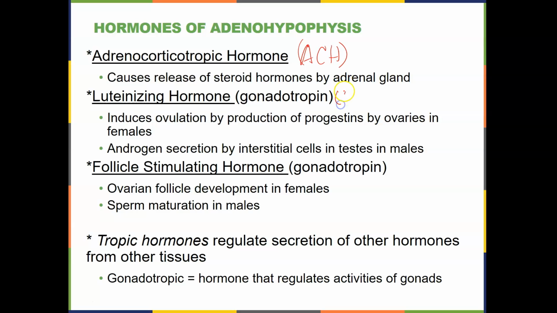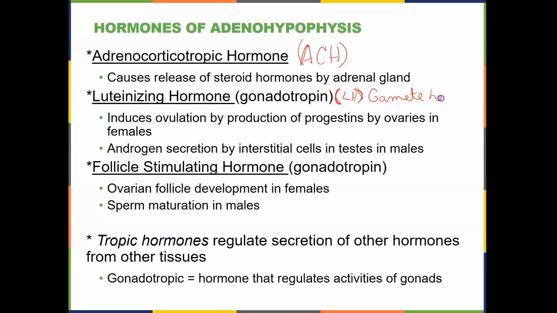Luteinizing hormone, which is LH, both men and women have this. It produces ovulation in females, and it produces the production of sperm in men via androgen activation. So luteinizing hormone is basically getting gametes together. Okay, it's the gamete hormone. That's what I thought of it.